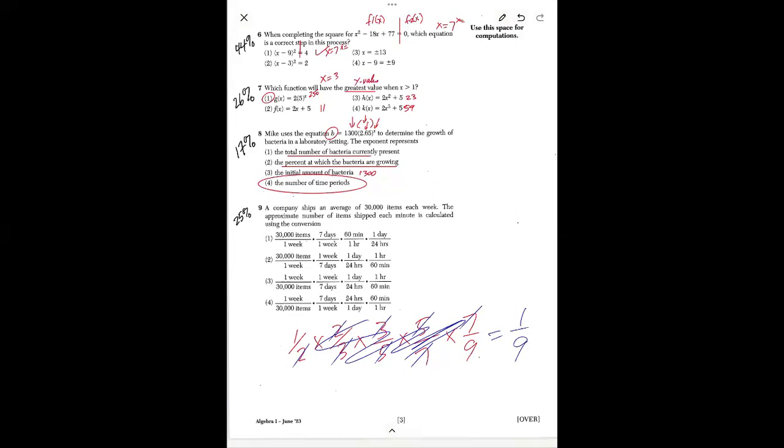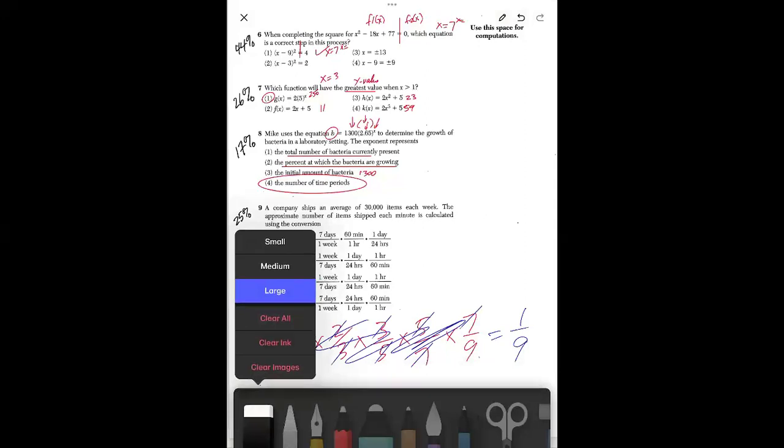The reason I started with that is we're going to use that same idea. Anytime you have the same number, or the same unit, on the top and the bottom, you can cancel them out. So let me show you what I mean. I'm going to go straight to the answer on this one.